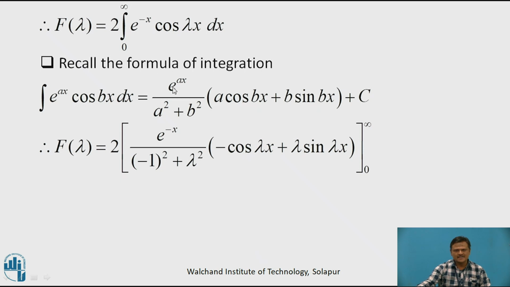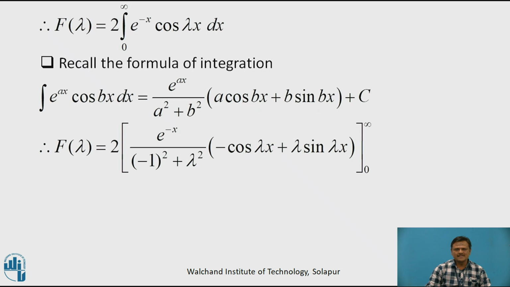Applying this formula, we get f of lambda is equal to 2 times e to the power minus x upon negative 1 square plus lambda square. If you compare this integral with the formula, you can see that the place of a is taken by minus 1, whereas the place of b is taken by lambda. Therefore we got e to the power minus x upon minus 1 square plus lambda square, into a, which is minus 1, so minus cos lambda x, plus b, which is lambda, so lambda sin lambda x, and the limits are 0 to infinity.